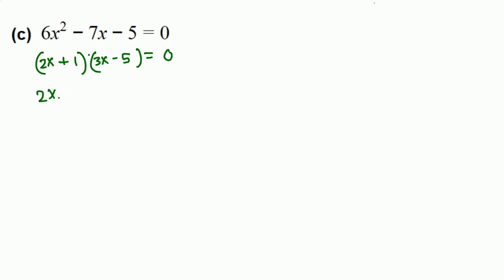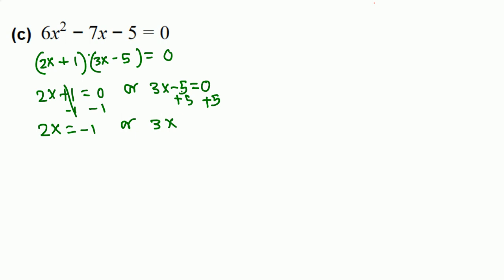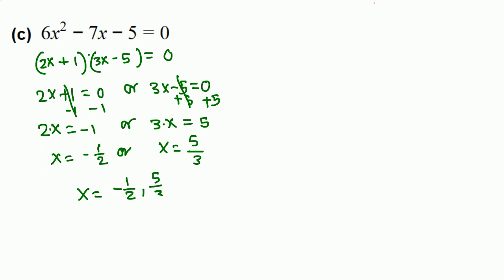So either 2x plus 1 equals 0 or 3x minus 5 equals 0. Subtract 1, add 5. So 2x equals negative 1 or 3x equals 5. Divide by 2, so x equals negative 1/2. Divide by 3, so x equals 5/3. So basically we got negative 1/2 and 5/3. If we plug these numbers into the original equation, we get 0 equals 0. So these are indeed answers.